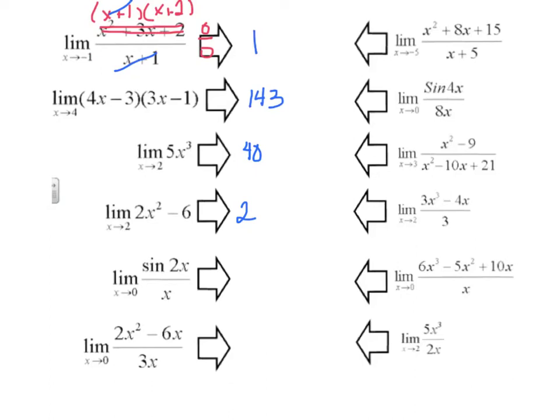Now, what that means graphically is that there's a hole in the graph there. So if I just sketched it, even though the limit exists, the function's value does not, so it looks like this. Okay?